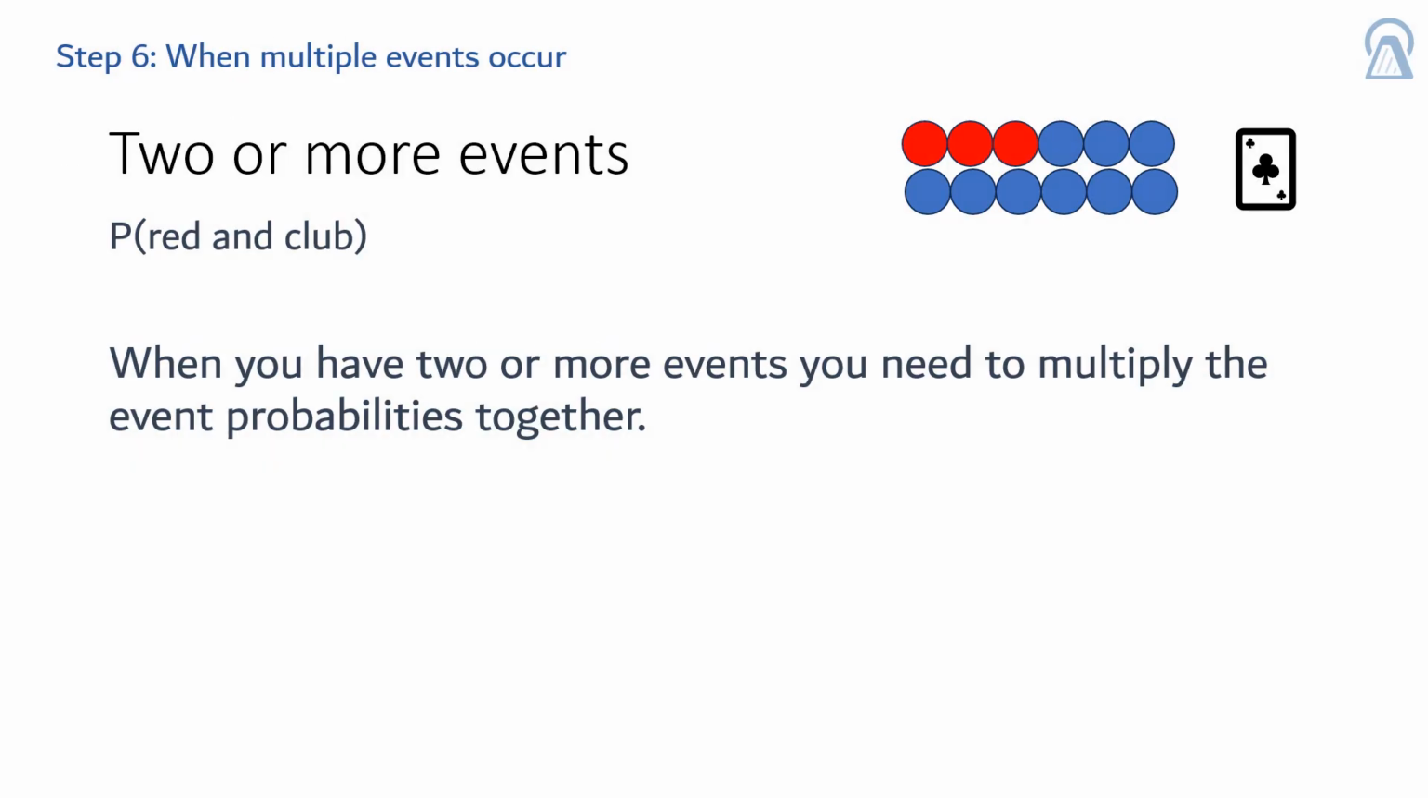Step 6. When multiple events occur, always double-check that you haven't missed any important information or conditions in the question. These can affect the final probability. You might be asked for the probability of more than one event occurring simultaneously. We need to multiply the probability of each individual event to find the final outcome. In this example, we are finding the probability of picking a red ball at random from this group and choosing a club from a standard deck of playing cards.